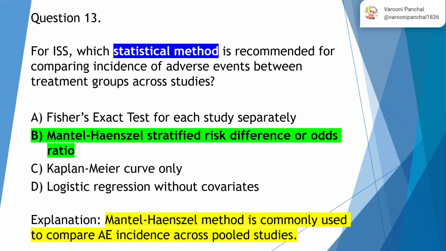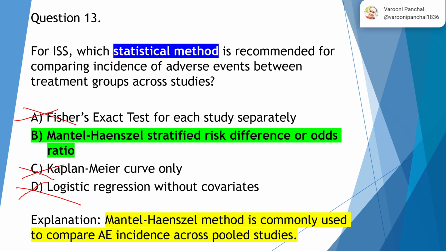Question 13. For ISS, which statistical method is recommended for comparing incidence of adverse events between treatment groups across studies? Option A, Fisher's exact test for each study separately. No. Kaplan-Meier curve, that is related to your survival analysis. So this is not the right answer. Option D says logistic regression without covariates. Now this is not related to adverse events.